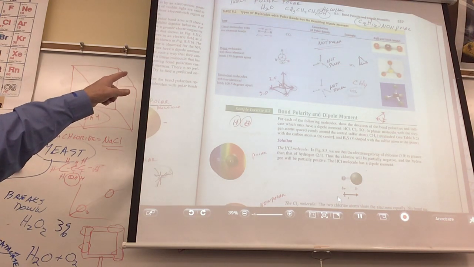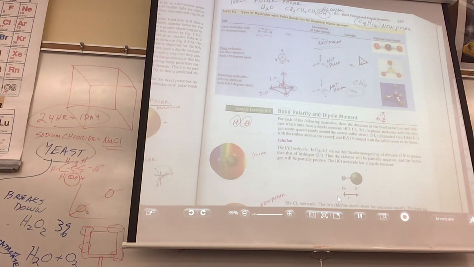And what about planar? What's planar mean? Yes, in the same plane. Now, if it's planar, and what if the bonds are about 120 degrees away from each other? What would this plus this equal if it was flat? 0. What if I go the other way? What about that plus that plus that?